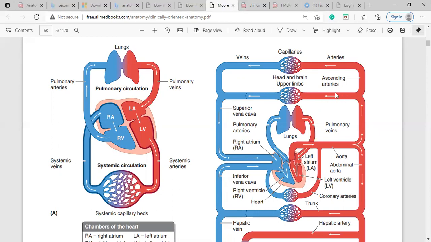Now we said arteries divide to form smaller arteries, while smaller veins join to form larger veins. These smaller ones here are called venules. They join to form the big vein. And then the largest of these big veins are the superior vena cava and the inferior vena cava.